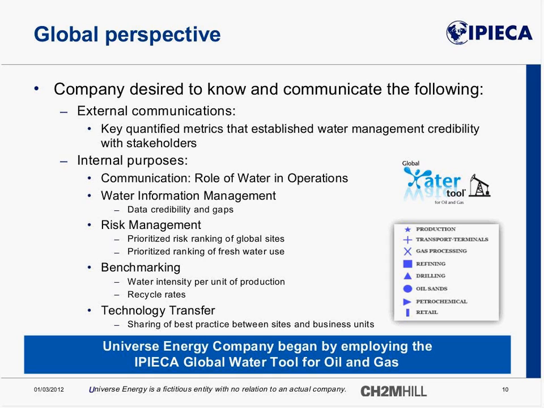By looking at our sites around the world, we wanted to rank them in terms of risk, in terms of how much fresh water was used at each site and what the external risks were around water availability. We wanted to benchmark. I wanted to look at the water intensity per unit of production from sites and similar sites, get recycle rates. Why? To see if there were good practices that we could promote technology transfer on across business units.